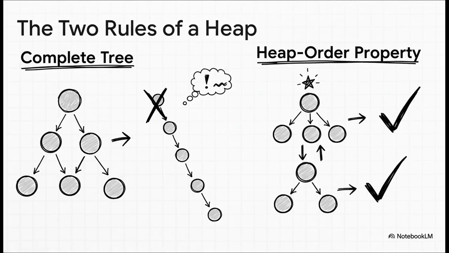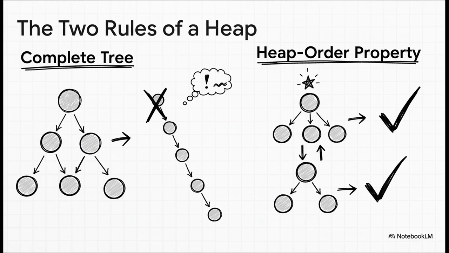So here are the two golden rules. First up, the complete tree rule. All this means is that we fill the tree up from left to right, top to bottom. No gaps allowed. You fill one level completely before you even think about starting the next. And why is this so important? Because it guarantees the tree stays short and bushy, not tall and stringy. This keeps its height at what we call O of log n, which is just a fancy way of saying it's super shallow and fast to navigate.